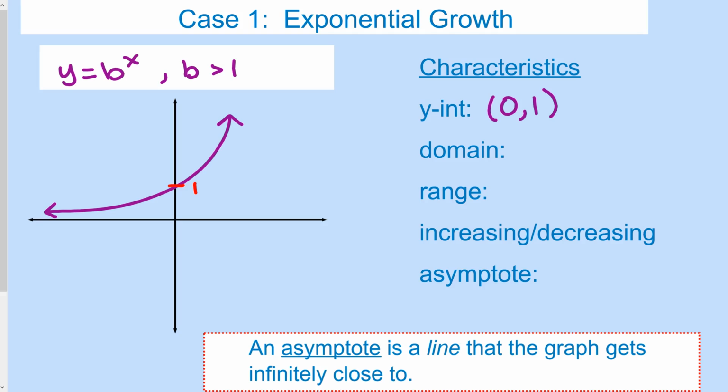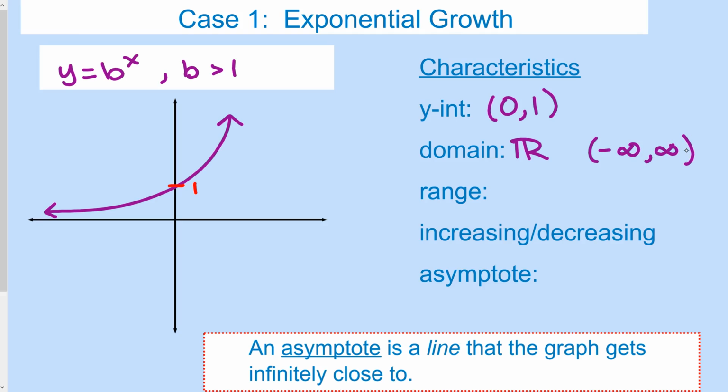What's the domain? Well, x can be any real number. You can take a positive real base and you can raise it to any real number you want. Doesn't have to be an integer. It doesn't even have to be rational, and you will get an outcome, a real outcome. So the domain is all real numbers. Of course, if we want to, we can write that as negative infinity to infinity.